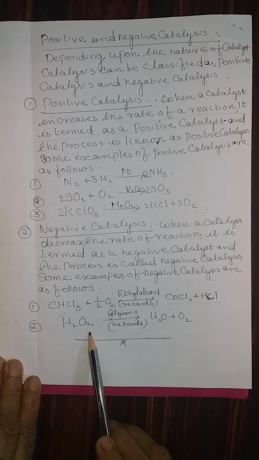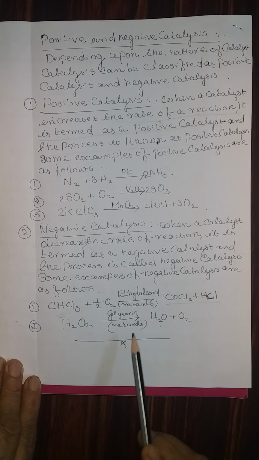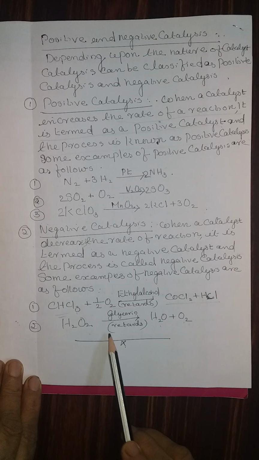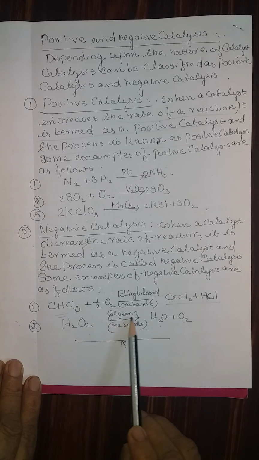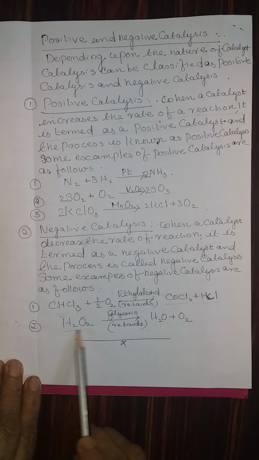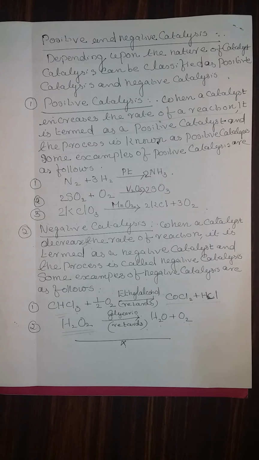Similarly, hydrogen peroxide decomposes and forms water and oxygen. In order to retard the decomposition, 2 drops of glycerin should be added in the bottle where hydrogen peroxide is packed. That is known as an example of negative catalysis.